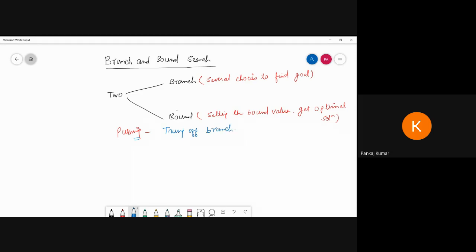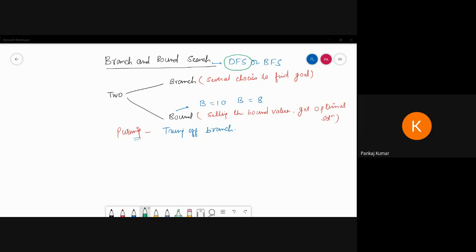Now see bound limit. Sometimes I can fix the bound limit as 10, and sometimes I can fix the bound limit as 8, like this. So how can we set the bound limit? We can see through one example. Basically in branch and bound search we have the possibility to follow DFS and BFS, but typically we follow DFS, depth first search. We will not go for best first search. One by one I can explore each and every point.